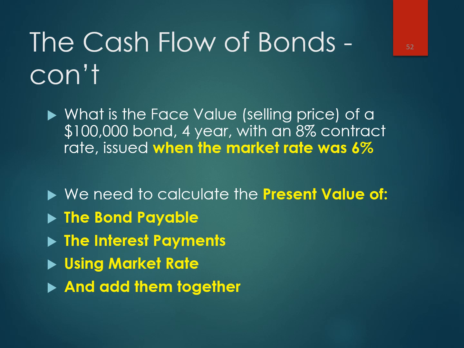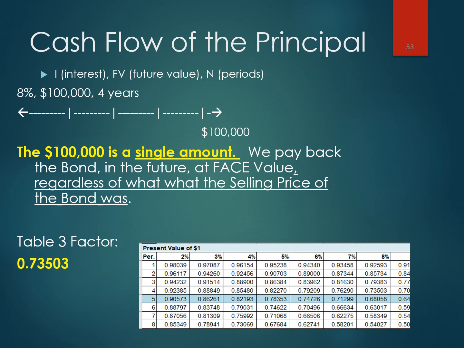Now, if the market is 6%, the market is paying less, but the company is paying 8%. The company's bond is more attractive. So we know from class that that bond will be sold at a premium. All right, so we need to calculate the present value of the bond payable and the present value of all the interest payments, using the market rate, and then we add those two calculations together. So let's do it.